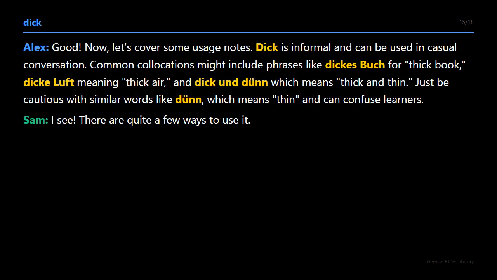Common collocations might include phrases like "dickes Buch" for thick book, "dicke Luft" meaning thick air, and "durch dick und dünn," which means through thick and thin. Just be cautious with similar words like "dünn," which means thin and can confuse learners. I see. There are quite a few ways to use it.